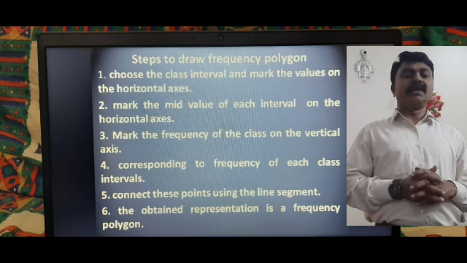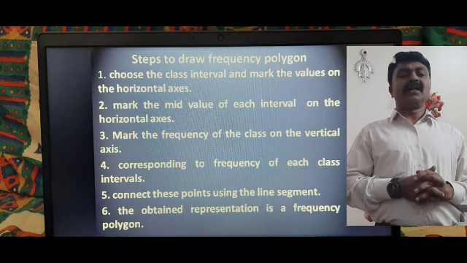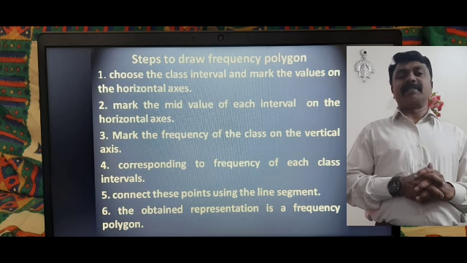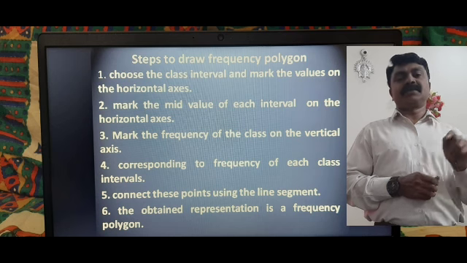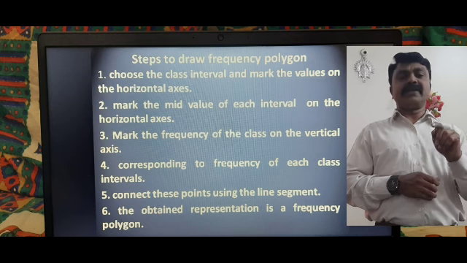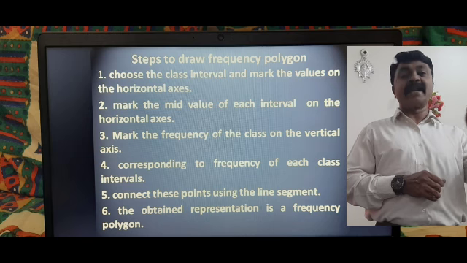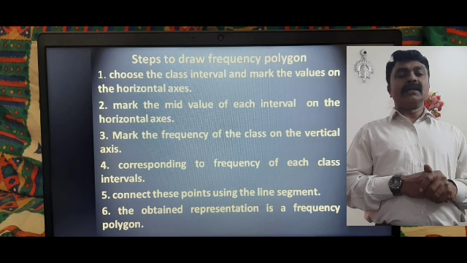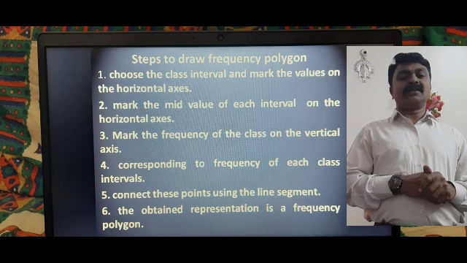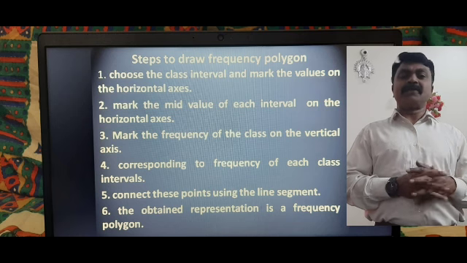Another step is to connect the points using line segments. After you plot the corresponding values of the class intervals, you connect these points using line segments. Lastly, all the lines obtained together represent a frequency polygon. Finally, we get the frequency polygon.